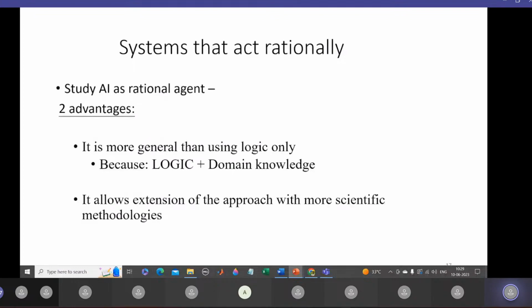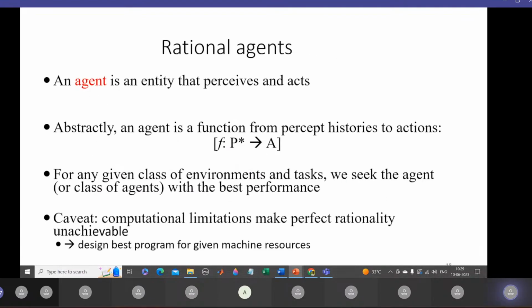So when you say systems that act rationally, we have rational agents. You are going to study on the basis of rational agents. Two advantages are there: it is more general than using logic only, and you have logic plus domain knowledge, and you can extend the approach with more scientific methodologies. What is a rational agent? It is an agent, an entity that perceives and acts.